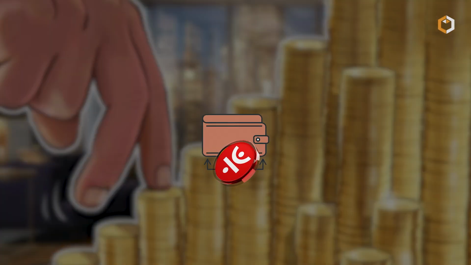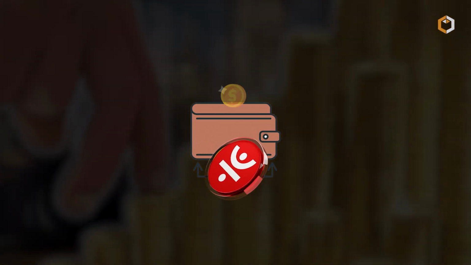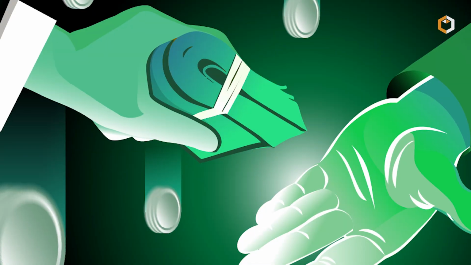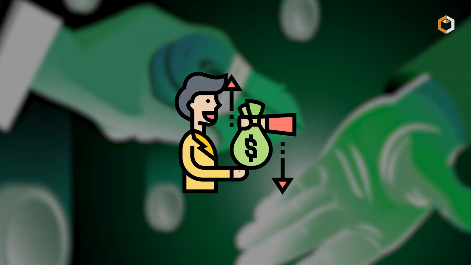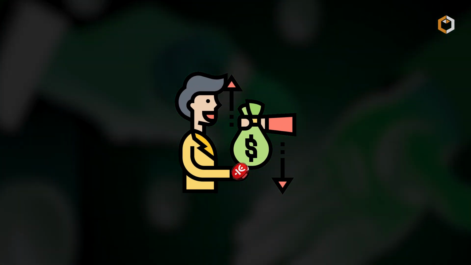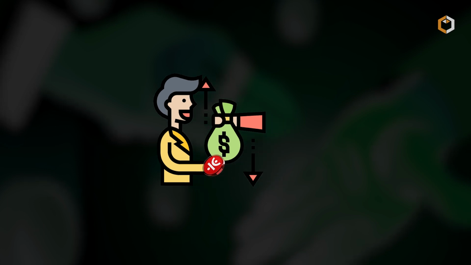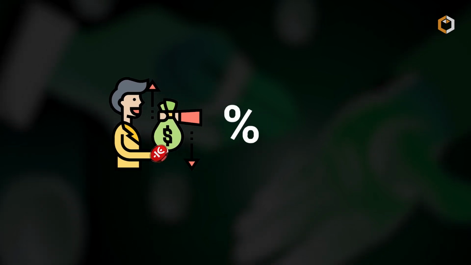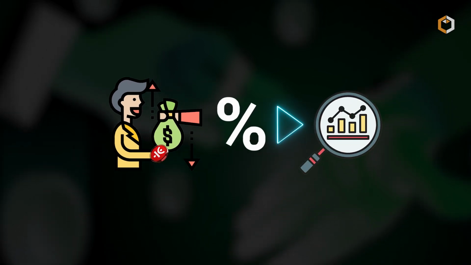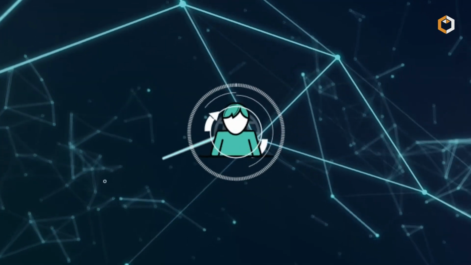These J tokens represent your deposit and accrue interest over time. Borrowers on JustLend must first provide collateral in the form of J tokens, and they can borrow assets at interest rates that fluctuate based on market supply and demand.